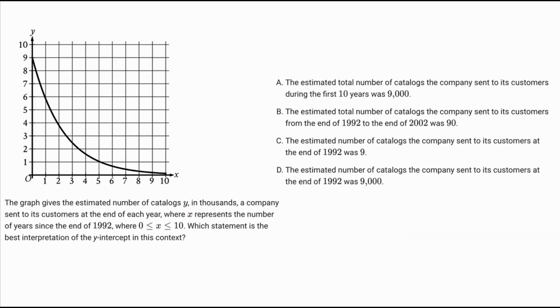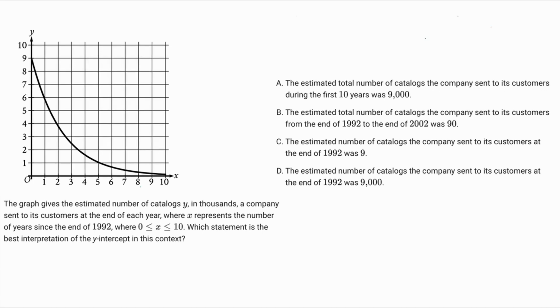The graph gives the estimated number of catalogs y in thousands a company sent to its customers at the end of each year, where x represents the number of years since the end of 1992, where 0 is less than or equal to x less than or equal to 10. Which statement is the best interpretation of the y-intercept in this context? So all we have to do is find the y-intercept and understand what it means for this graph here.